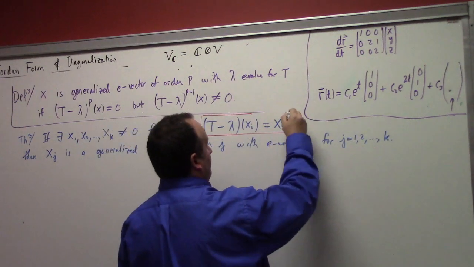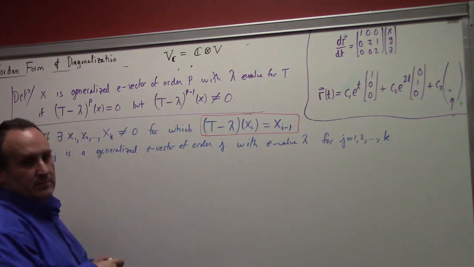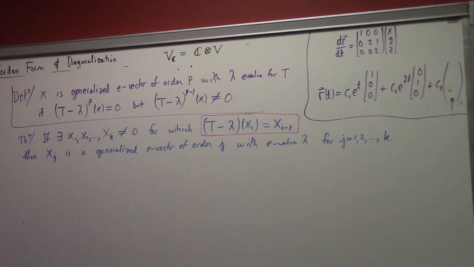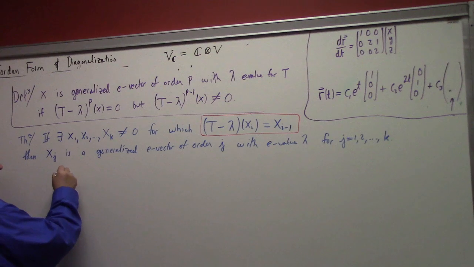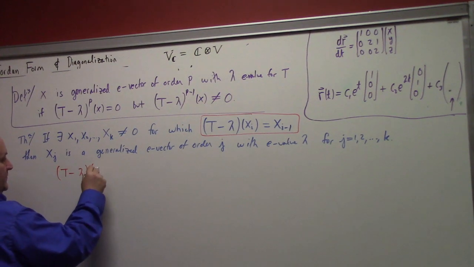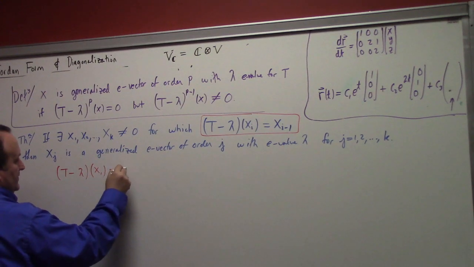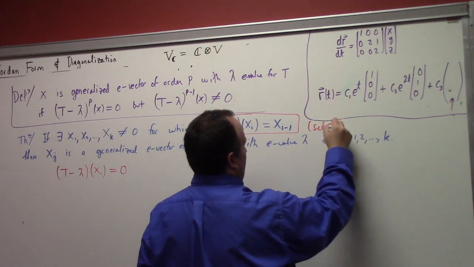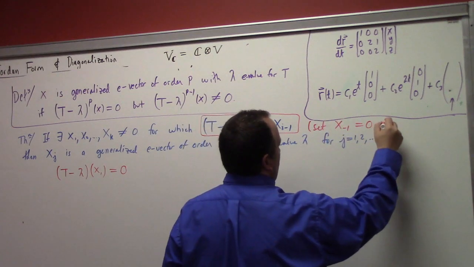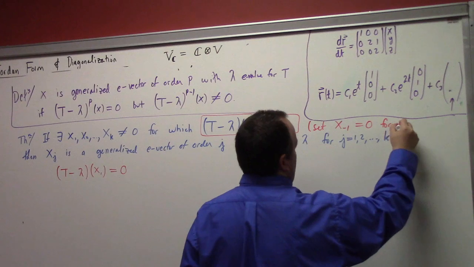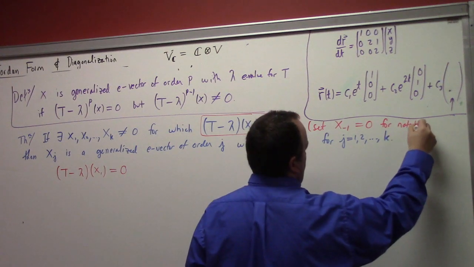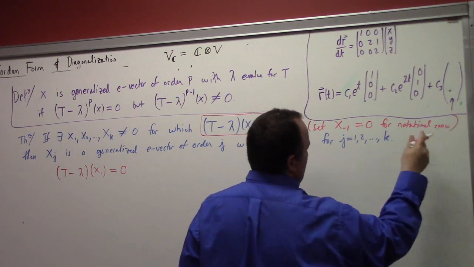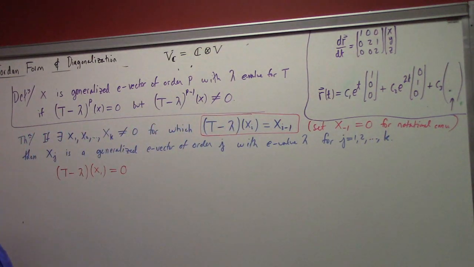All right? That's the secret ingredient right there. So notice that (T minus lambda) x1 is equal to 0. By the way, set x sub 0 equal to 0 for notational convenience. That needs to be assumed. Okay.